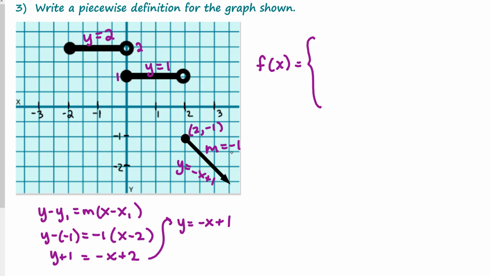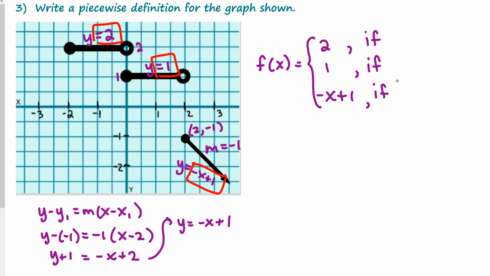So all we need to do when we write the definition is write the part that goes after the equal sign, because we already have the f of x equals part, and that's our y equals part. So f of x equals 2, f of x equals 1, and f of x equals the opposite of x plus 1. Okay, sometimes you see a comma, sometimes just a space, sometimes you see the word if, sometimes not. It doesn't really matter. So now is where we write the domain for each piece.